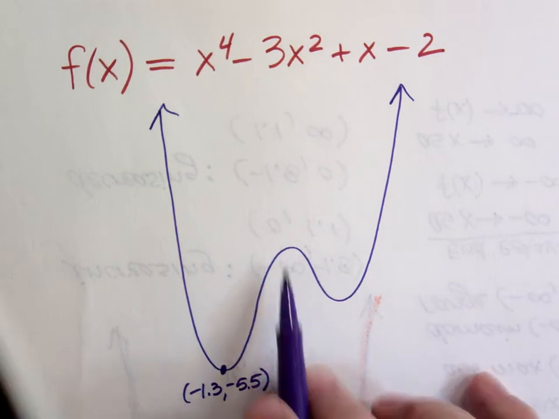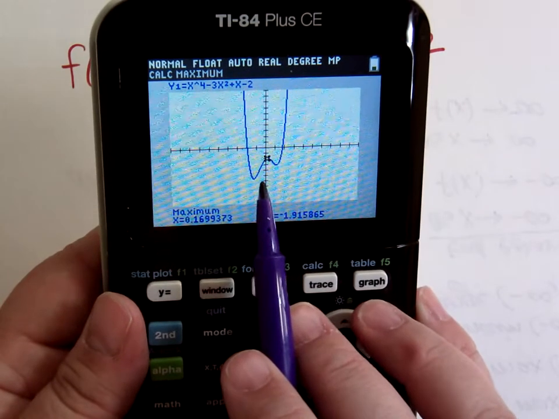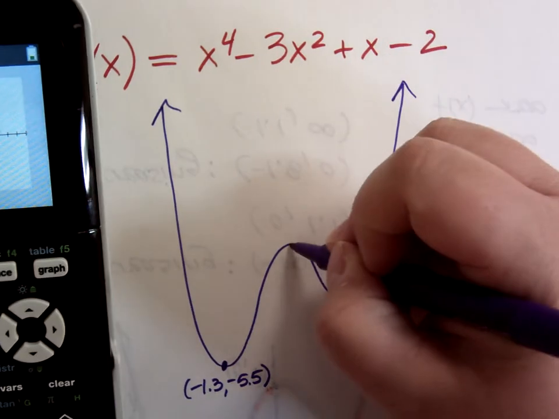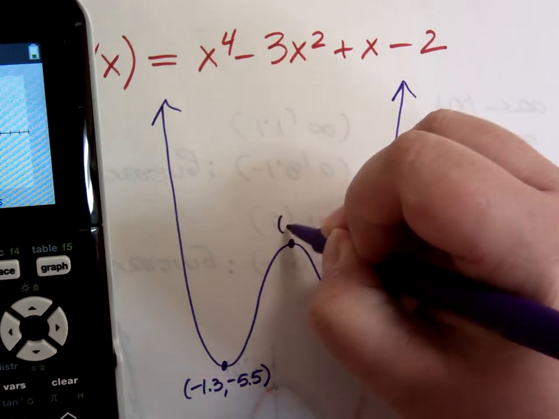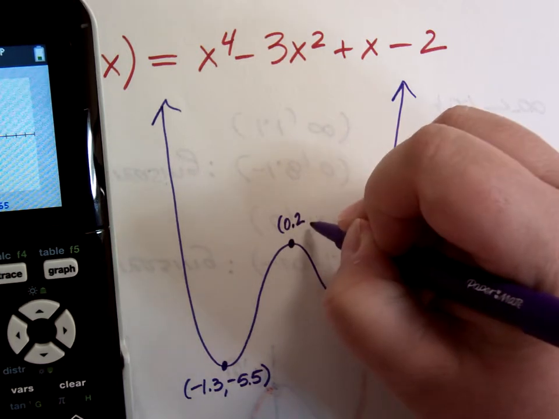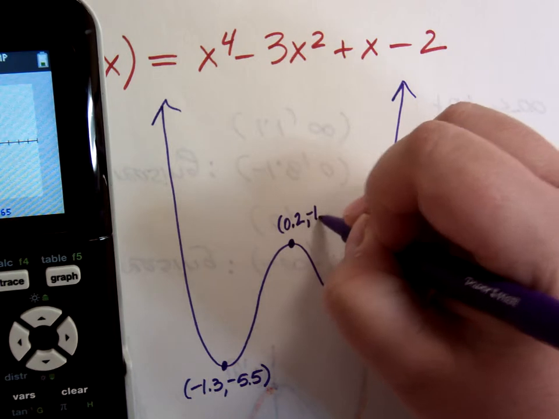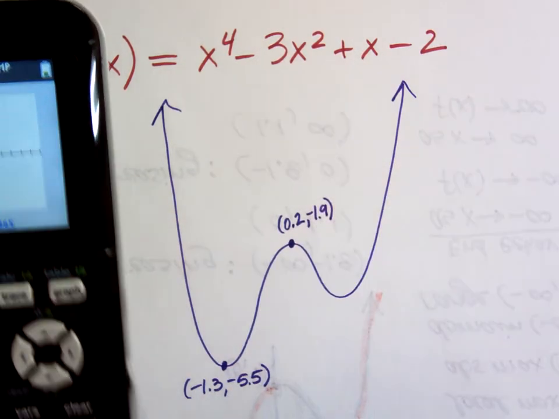This is why I did this. It kind of looks like that max might be on the y-axis, but it's not. So I'm glad I didn't draw the axes yet. That's why I didn't draw the axes yet. It's because I was concerned that it wasn't on the y-axis and that I was going to put it there. So 0.2 and negative 1.9 is that point.